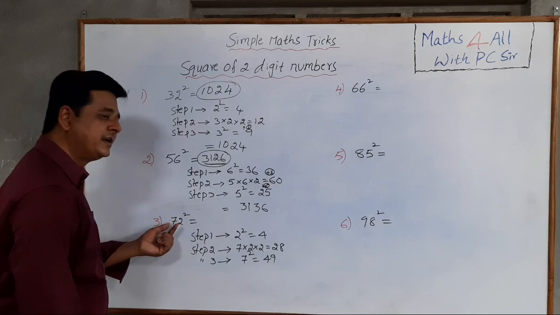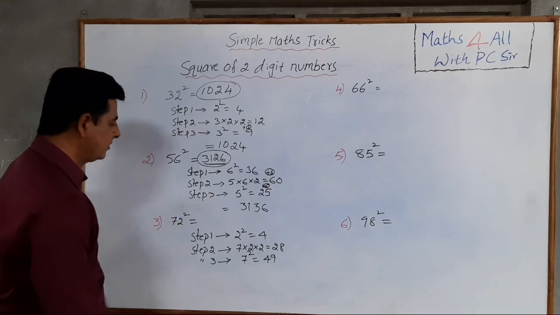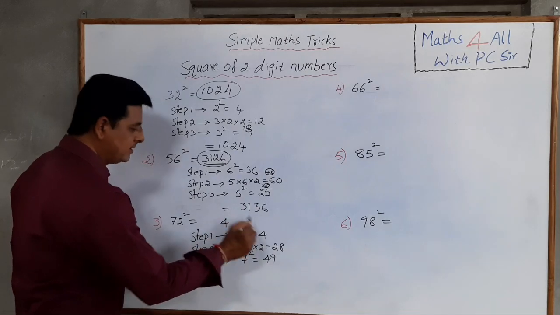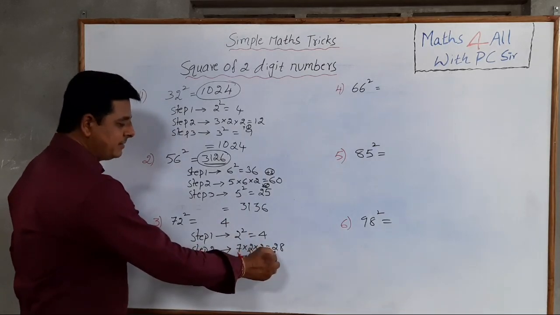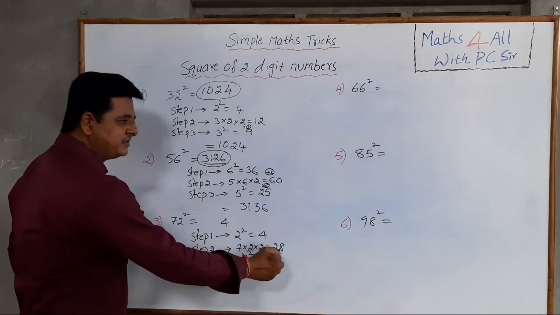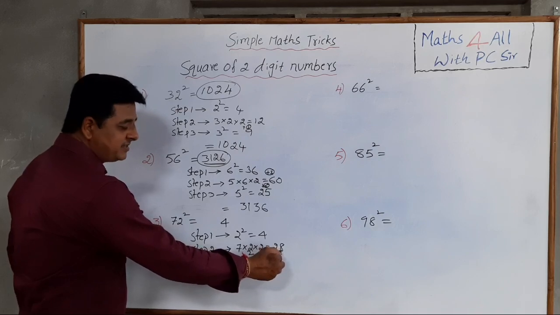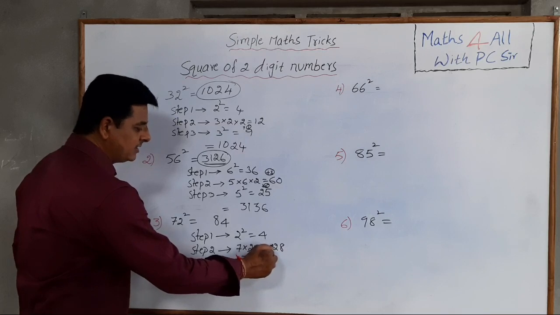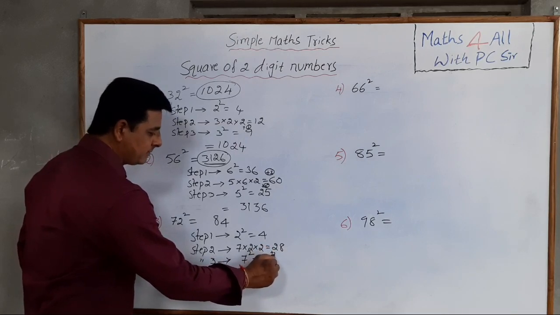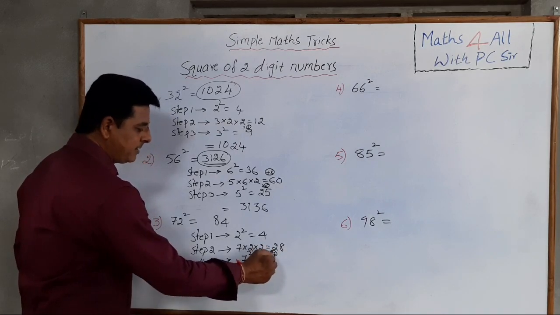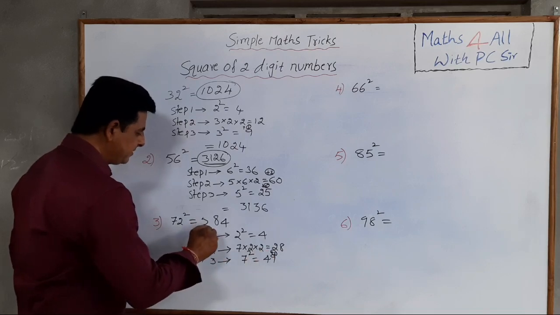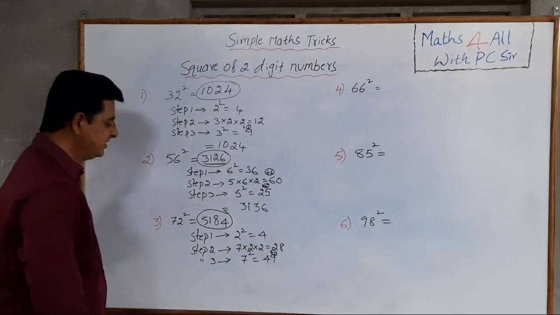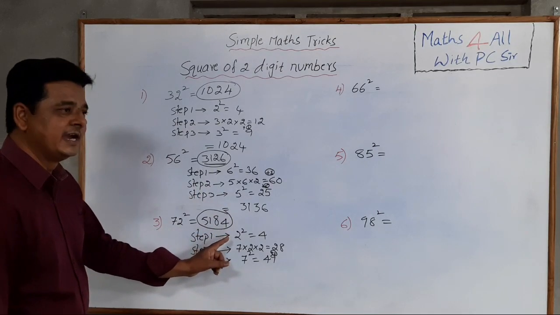Now I am writing the answer. The square of 72 is equal to, here I am writing directly. First we will take 4. Then the next number is 28. In the units place of 28, just keep 8. And here 2 is remaining, no? That is carry forward. Plus 2 here. 49 plus 2, how much? 51. So the square of 72 is equal to 5184.